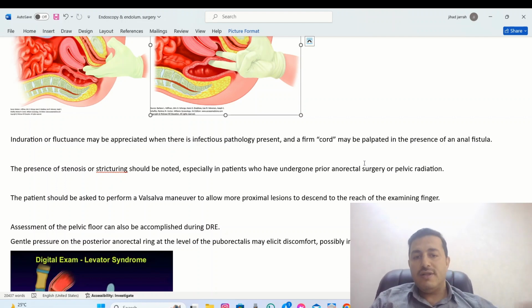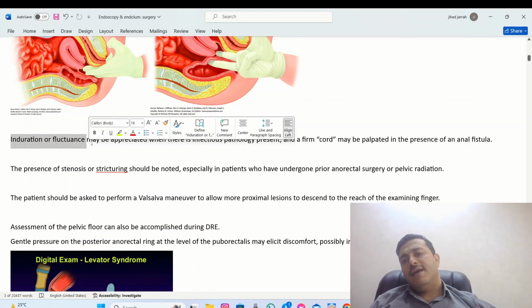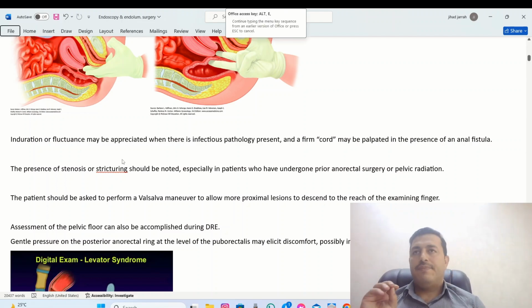Induration, fluctuation. This is an indicator for any infection, as you see here. Induration, fluctuation, especially in abscesses that are not perianal. If you remember, some anorectal abscesses are detected only after performing digital rectal exam. Of these, for example, the submucosal abscesses. So it can help us if we find induration or fluctuation.